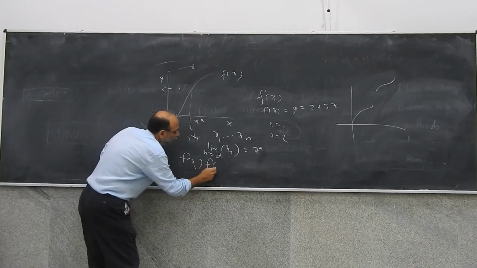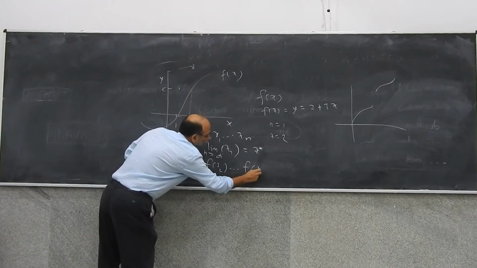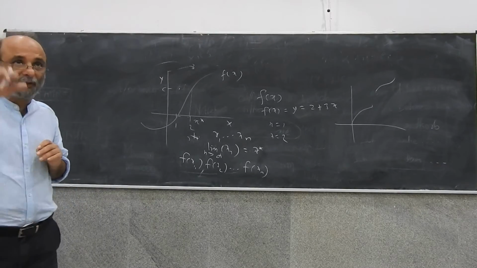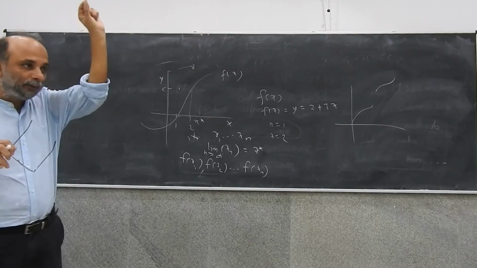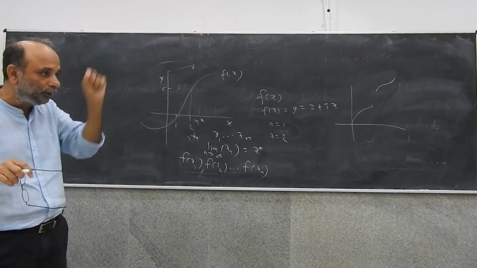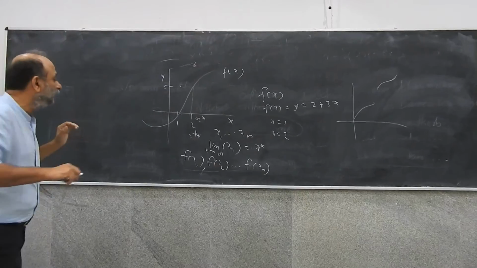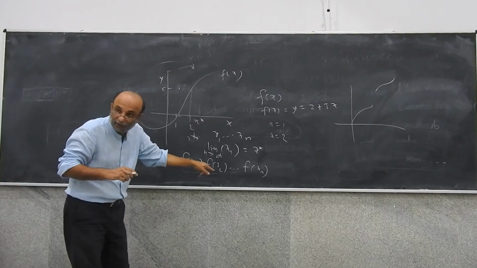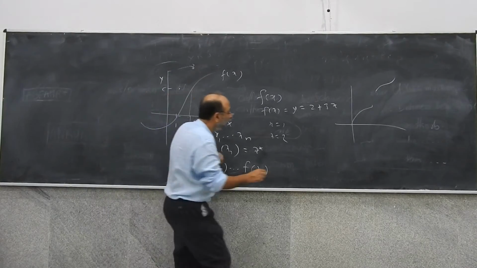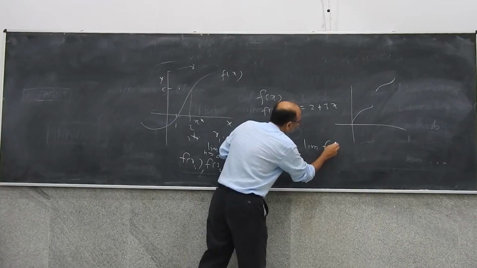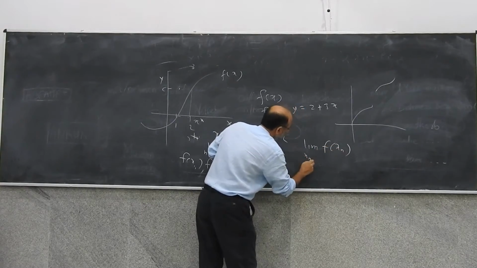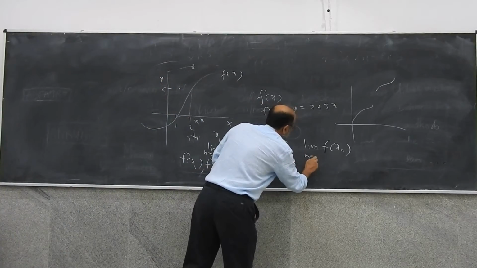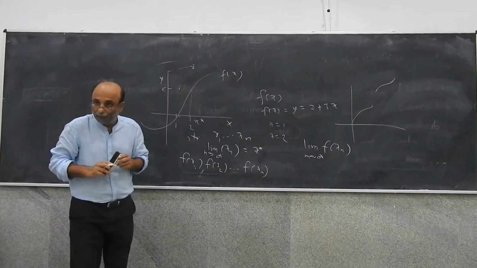Now, think of the sequence f of x1, f of x2, f of xn. For each x1 there is an f of x1, for each x2 there is an f of x2, for x3 there is an f of x3. So think of the sequence f of x1, f of x2, f of xn, and think of the limit of this sequence. Right? So think of the limit of f of xn as n becomes larger and larger. Yeah?